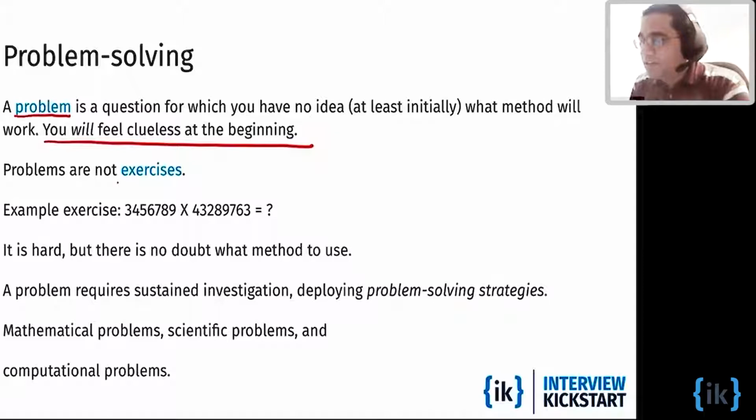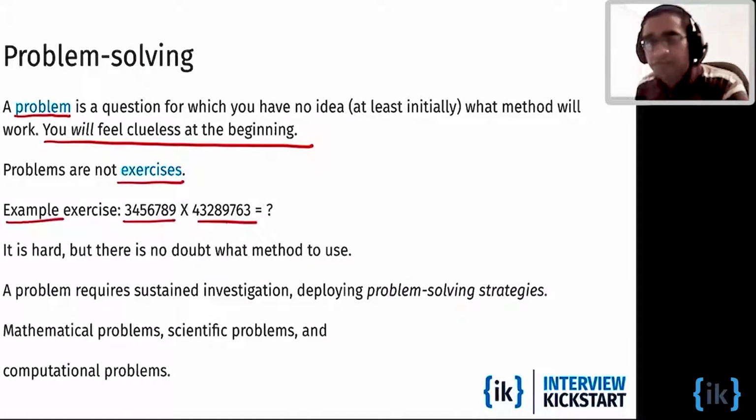This is in contrast to an exercise. An exercise is a very different type of question. For example, if I give you these two large numbers to multiply, it's not a problem for you because we've all done grade school arithmetic. We know how to do long multiplication. It might take us a lot of time. We might make calculation errors, but there is no mystery about what method is needed to solve this question.